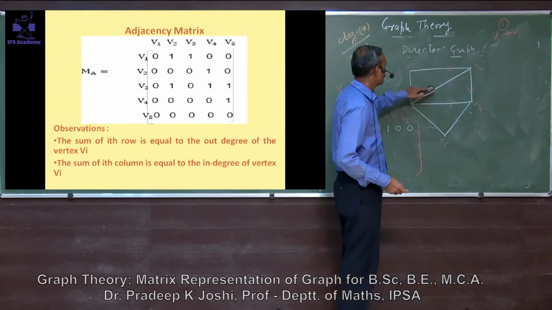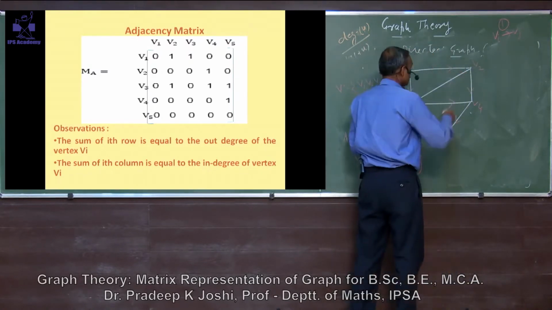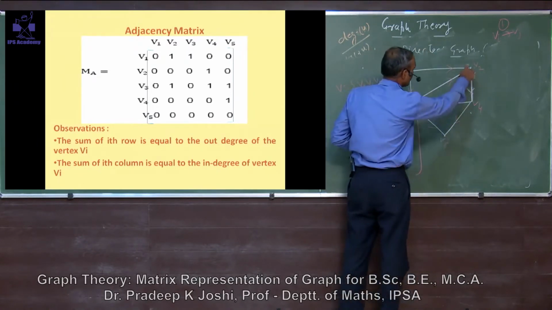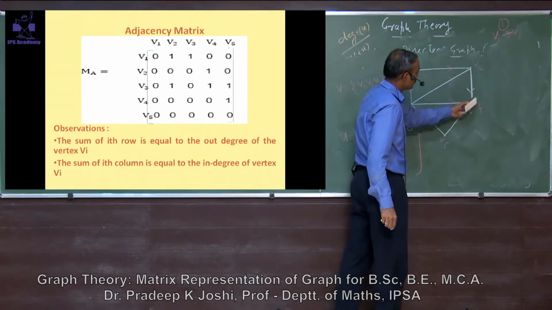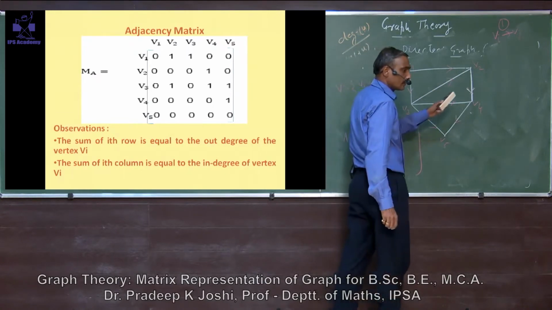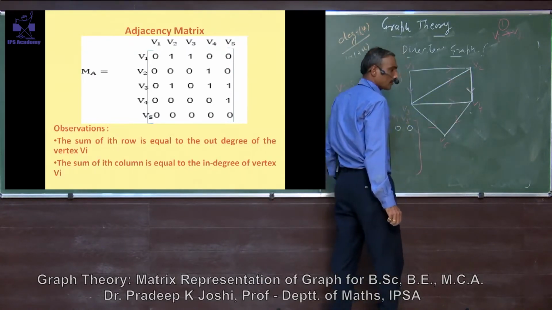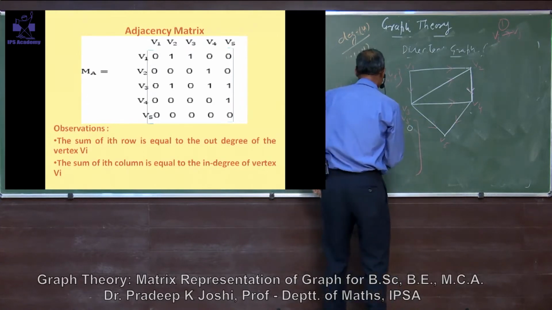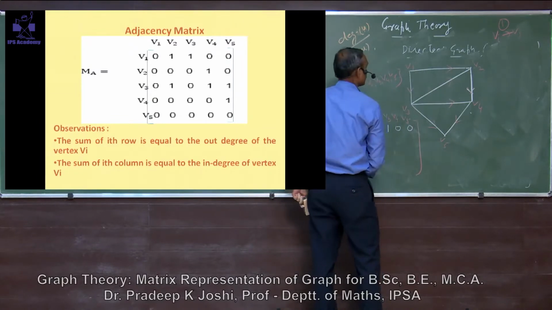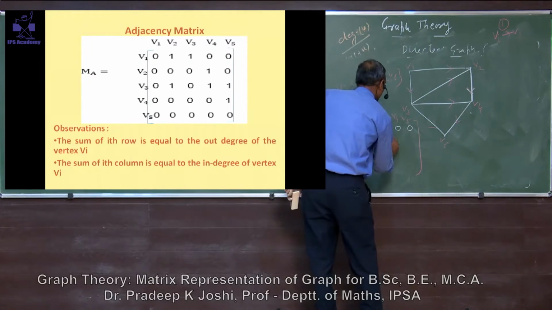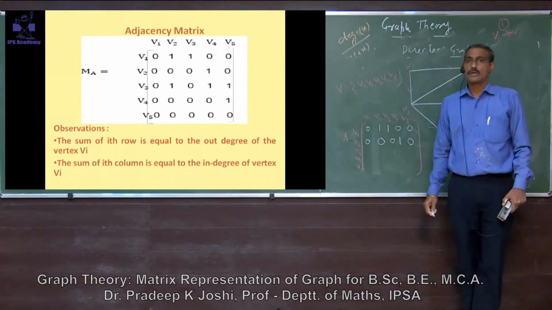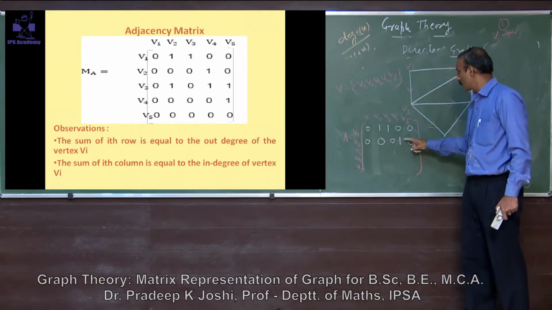Now V2 has direction to V4, only one direction is there, V2 to V4. And V2 to V1 is 0, V2 to V2 is 0, then V2 to V3 no, 0, 1 and 0. The row will be 0 0 0 1 0.